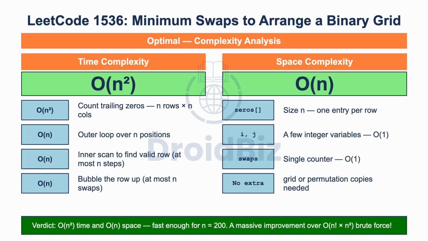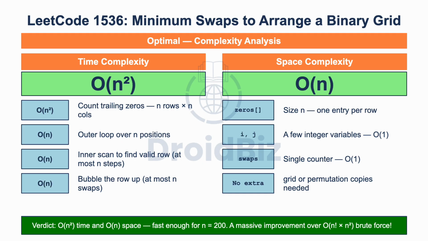Let's analyze the complexity of the optimal greedy solution. Starting with time complexity. The preprocessing step, counting trailing zeros for every row, takes big O of n squared. That's n rows, each with n columns to scan. The outer loop runs n times, once for each position.